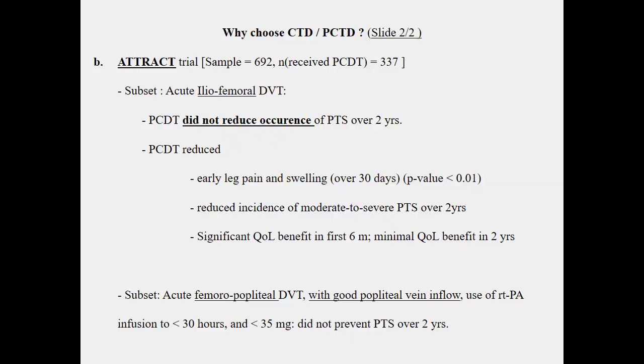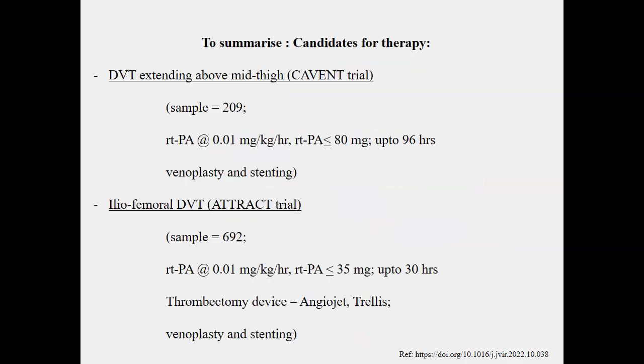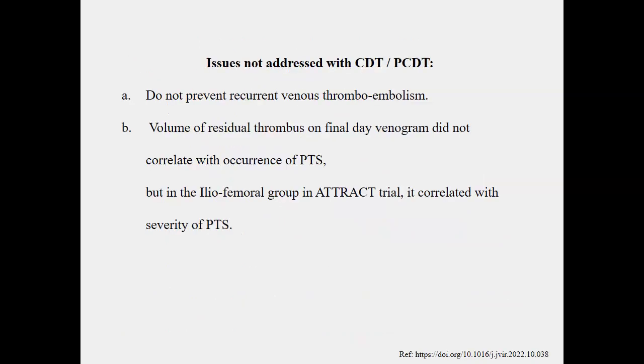However, in their femoropopliteal subset, they could not find any difference in patient's outcome in the limb receiving the pharmacomechanical therapy versus the other limb. So, the candidature for active intervention in deep vein thrombosis, according to CAVENT trial, is acute deep vein thrombosis extending above the mid-thigh, and according to ATTRACT trial, the iliofemoral subset of acute deep vein thrombosis. However, there are few issues which are not addressed with these catheter-directed therapies.